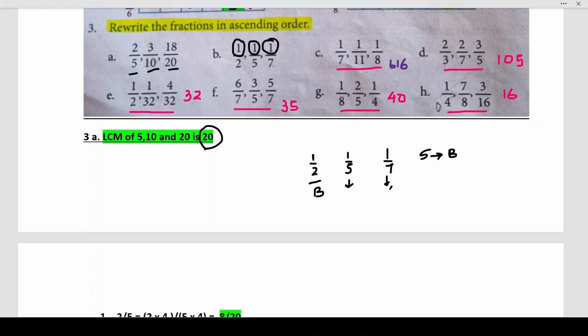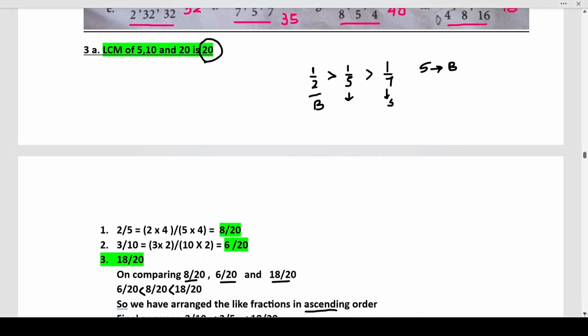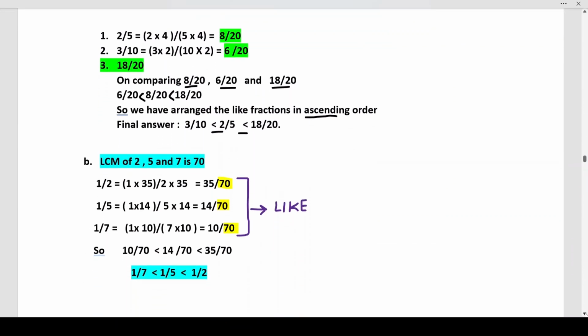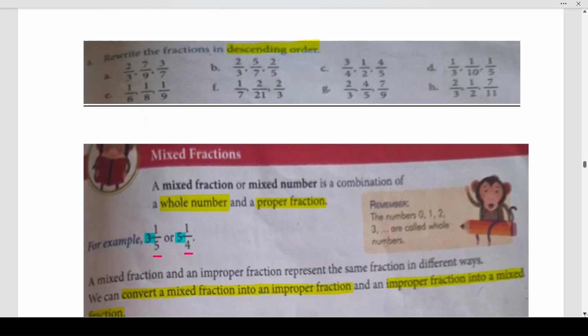So how will you show ascending order? Which is smallest to biggest. So 1 by 7 is less than 1 by 5, 1 by 5 is less than 1 by 2. So this is your small to big. 1 by 7 less than 1 by 5 less than 1 by 2. Okay. Now the remaining examples you will do on your own by first taking out the LCM and then solving. Rewrite the fractions in descending order. Descending, as always, is big to small.